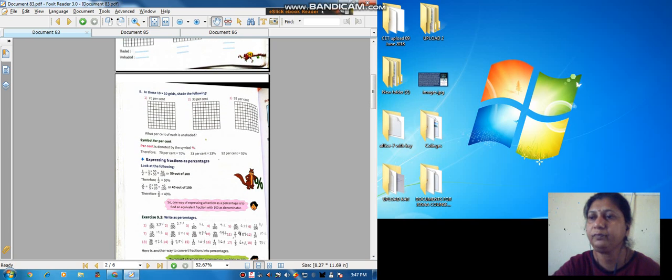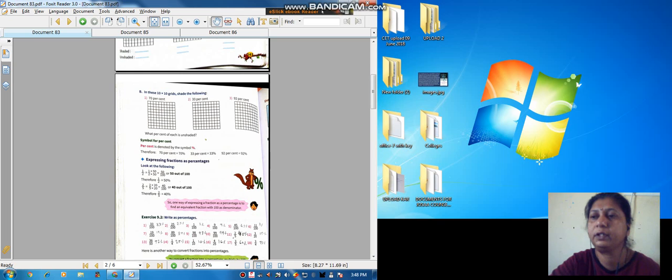In 9.2 the fraction is given. This fraction is in 100 denominator, and we have to represent them as a percent. Suppose this is 33 upon 100, so it is 33%. 25 upon 100 means 25%. 1 upon 100 means 1%. 9 upon 100 means 9%. Then 98 upon 100 means 98%.